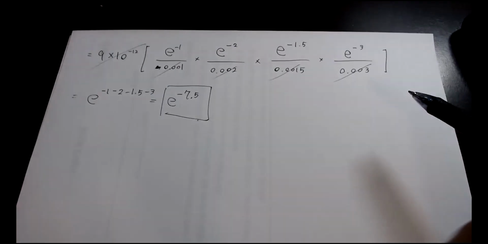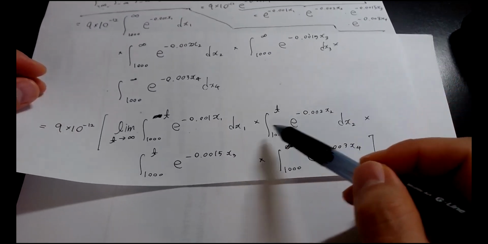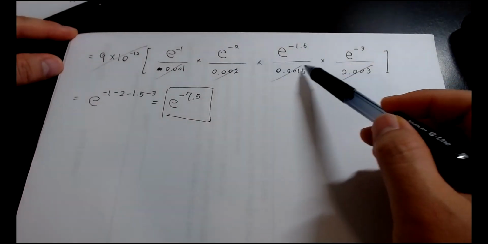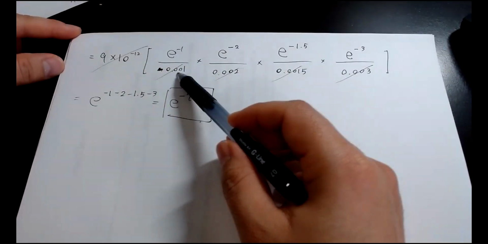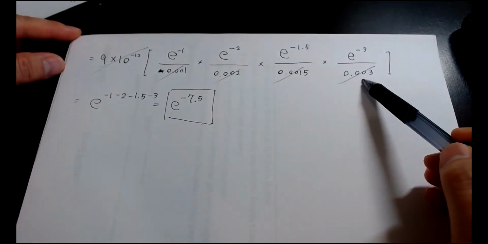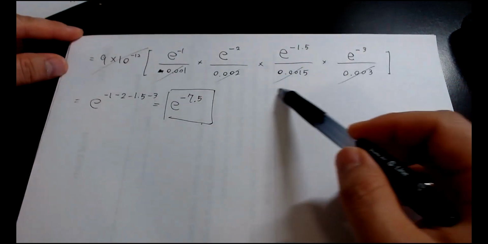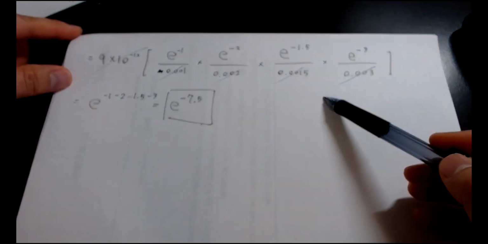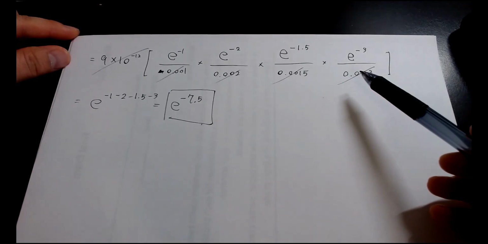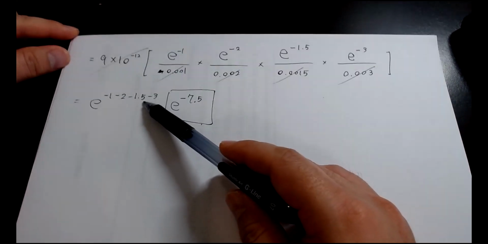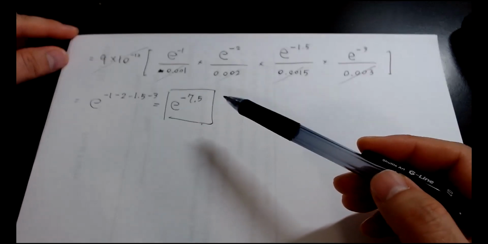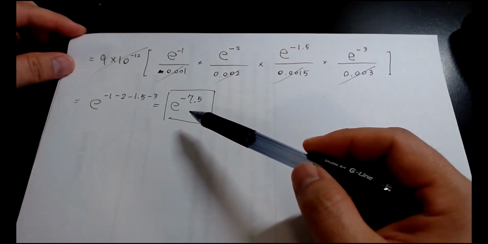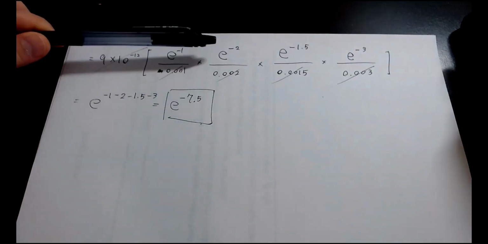Similarly, we can figure out the rest of the integrals with the limits. Look at the denominators: 0.001, 0.002, 0.005, 0.003. The product of those four denominators is equal to 9 times 10 to the negative 12, so we just cancel them out. So the answer is e to the negative 1 minus 2 minus 1.5 minus 3, which is e to the negative 7.5. The textbook example expresses this as a decimal, 0.00055. That's the solution of example 5.12.